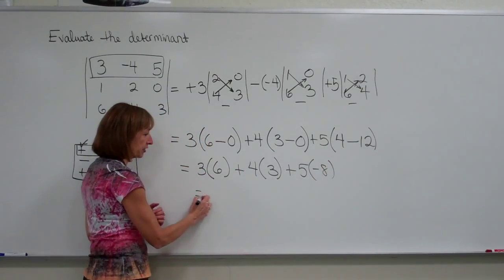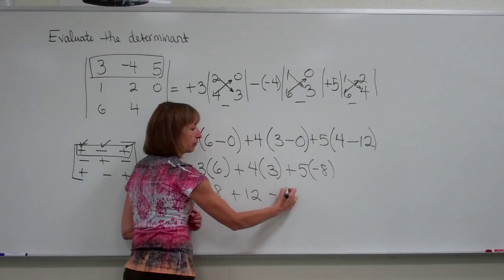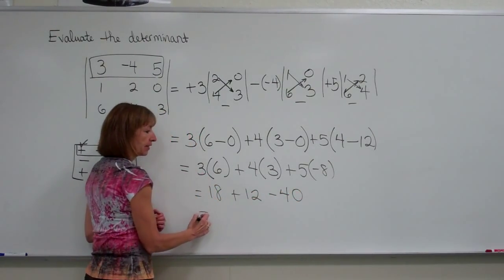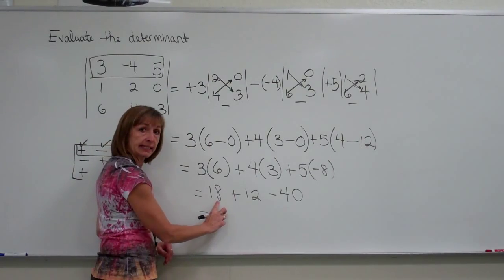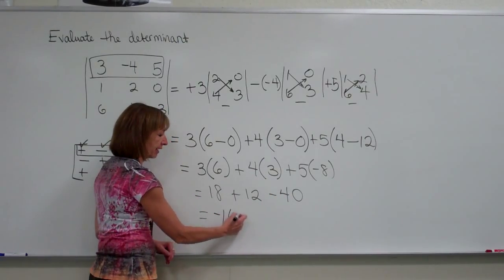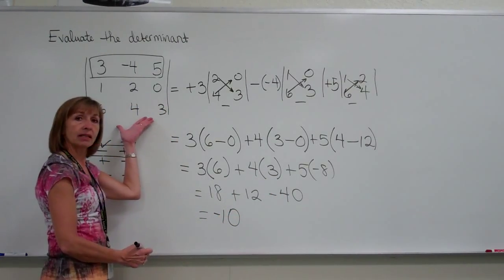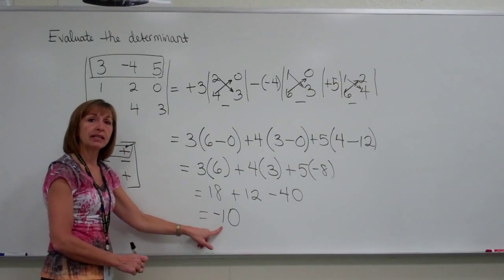Do your multiplications. I have 18 plus 12 minus 40. And then your additions and subtractions as they occur from left to right. So 18 plus 12 is 30, and 30 minus 40 is -10. So the determinant that they've asked us to evaluate comes out to be the numerical value, -10.